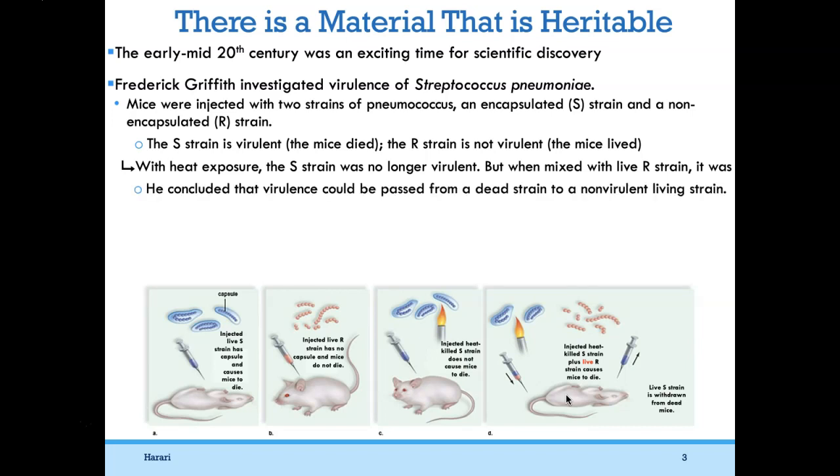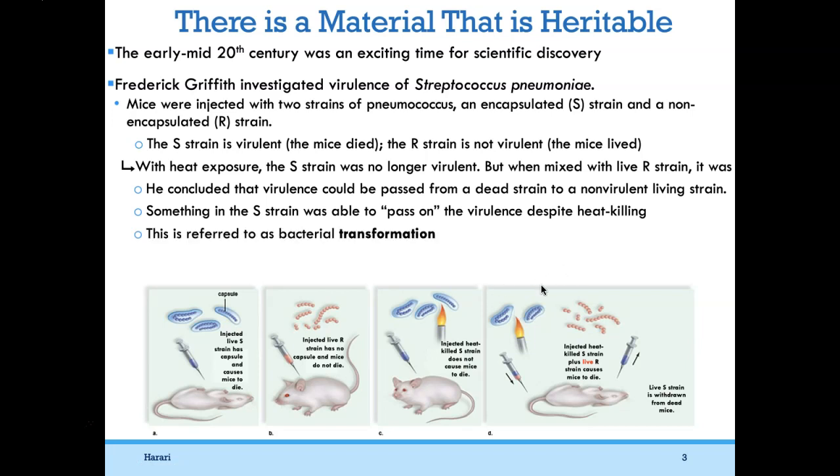But what he concluded was that virulence, the ability to infect, can be passed on from a dead bacterial strain to a non-virulent bacterial strain that's alive. So again, what he did was he took the killed S strain and mixed it with the live R strain, and that was enough for the mice to die. This means that something in the S strain, even though it was killed, was able to pass on the ability to infect. So something was in there.